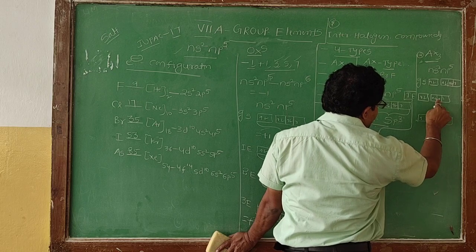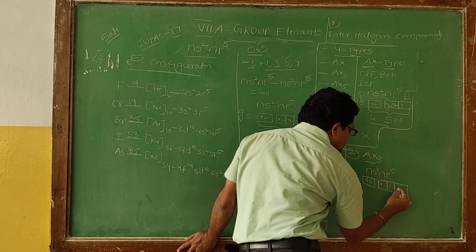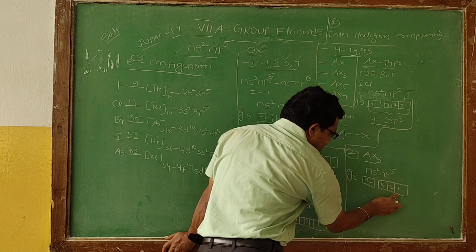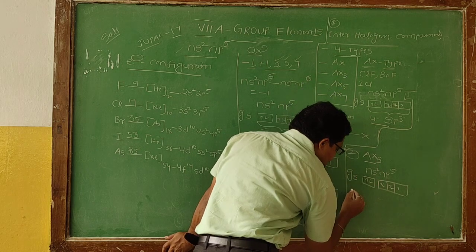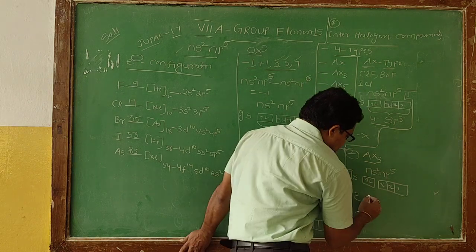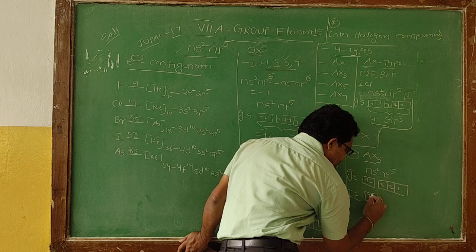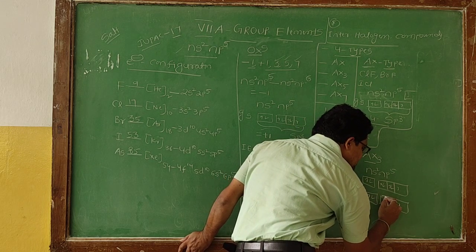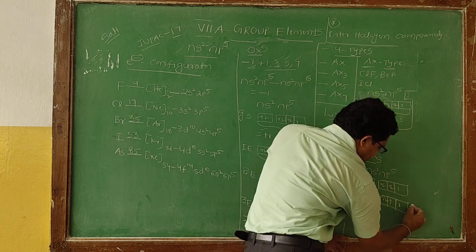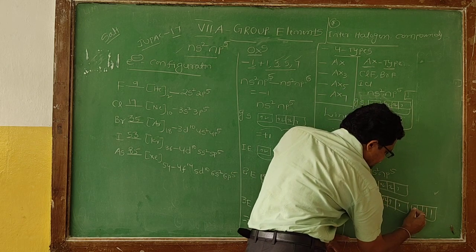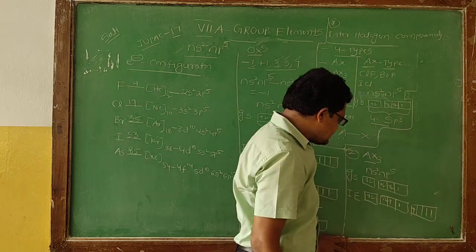So 1 electron, how many? 1, 2, 3. So that's 3 orbitals and 5 electrons. Now here only one unpaired electron is there, but here how many unpaired electrons? 3. The remaining unpaired electrons enter the first excitation state. Here S contains 1, 2, and P contains 3 orbitals and 4 electrons, and D contains 1 electron.